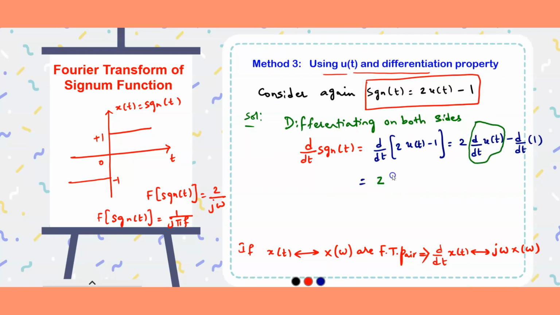If you remember, it is called del of t. So your unit step function, if you take the derivative, you will get the unit impulse. And d by dt of 1 is a constant, so d by dt is 0. So this second term is becoming 0. Okay, so you are left out with only this one, d by dt of signum of t is equal to this one. Now what you do, apply Fourier transform on both sides.